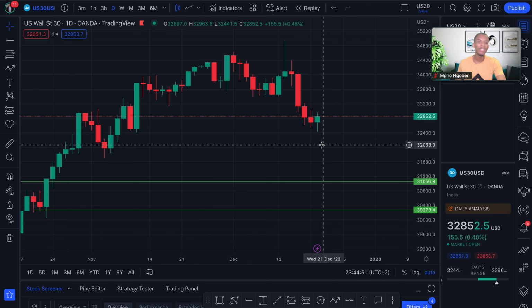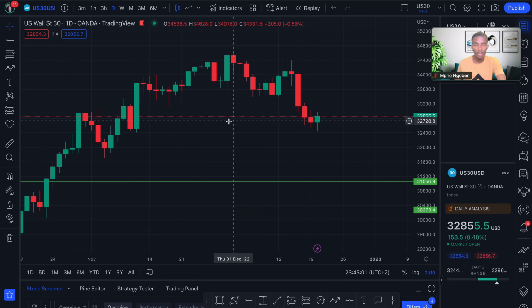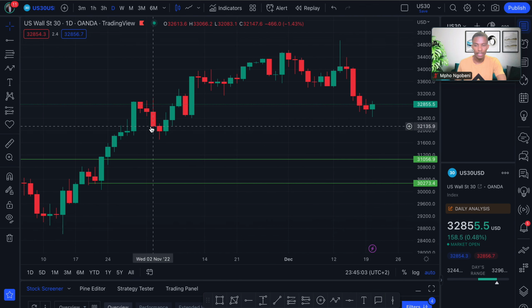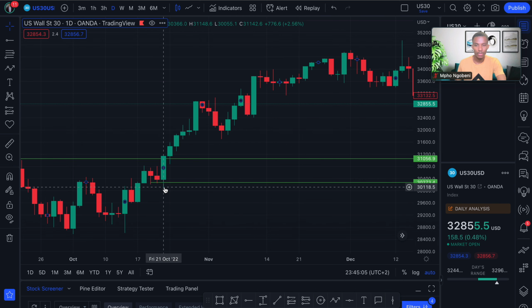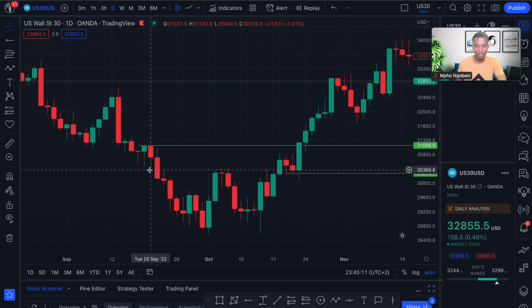Understand? Not specifically the Wednesday, but as long as it's the 21st of December. That's what I'll be looking for. So if we can go and check, I highlighted those dates already. As you can see here, it's the 21st, and also here I highlighted with a ray. This is the 21st, as you can see.